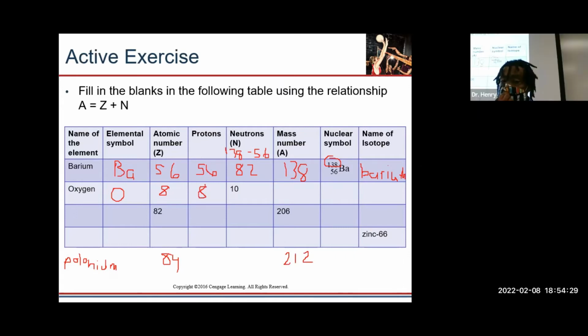Okay, the mass number is going to be the sum of both the protons plus the neutrons. 18. So the nuclear symbol for this isotope is going to be O, 18 up top, and 8 beneath. And this would be called oxygen 18.